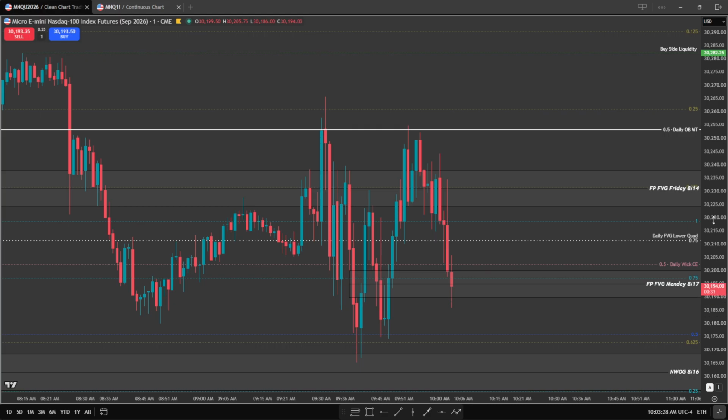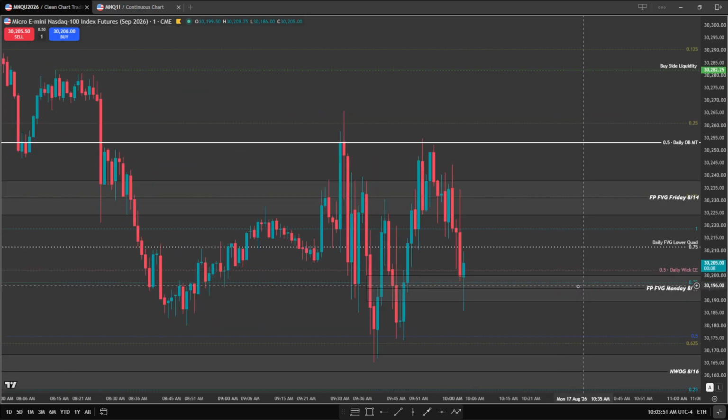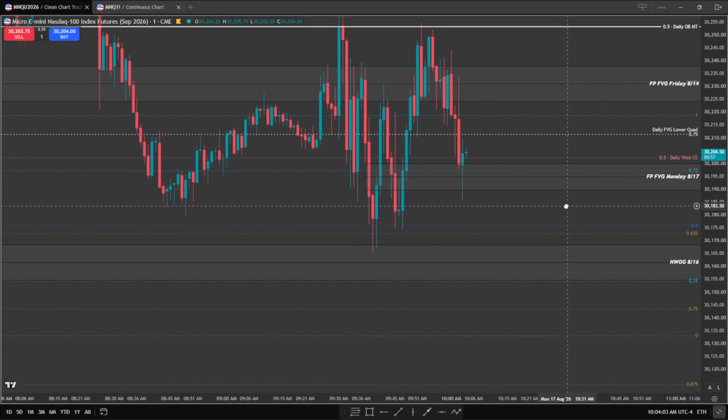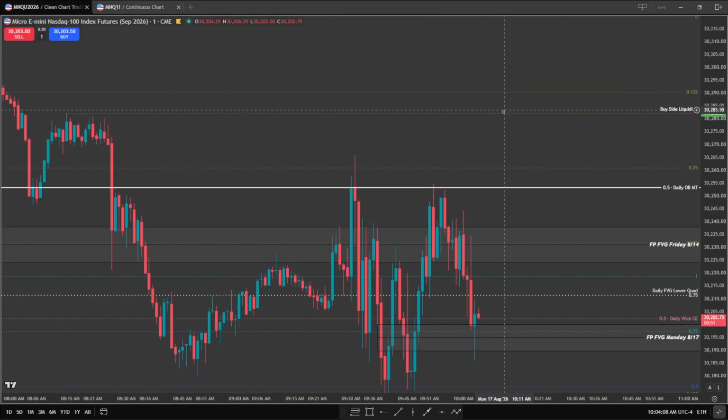Now that it's 10 o'clock, it could go ahead and loosen up a little bit. But I want to see one side of the market get taken first. So if I want to see the buy side up here, the low of day needs to get taken before that happens, if I want to feel confident in it coming up to the buy side here.